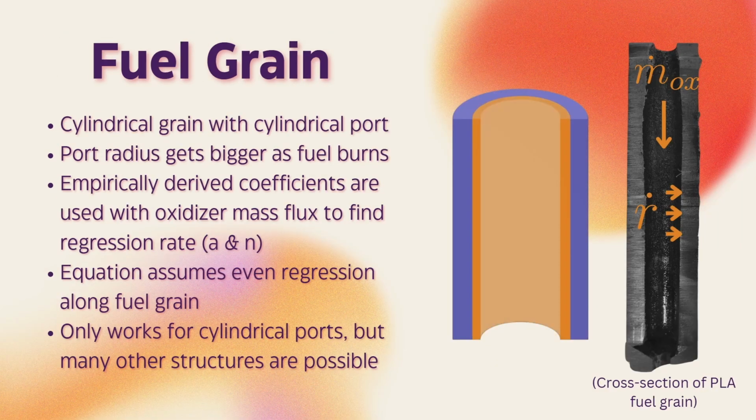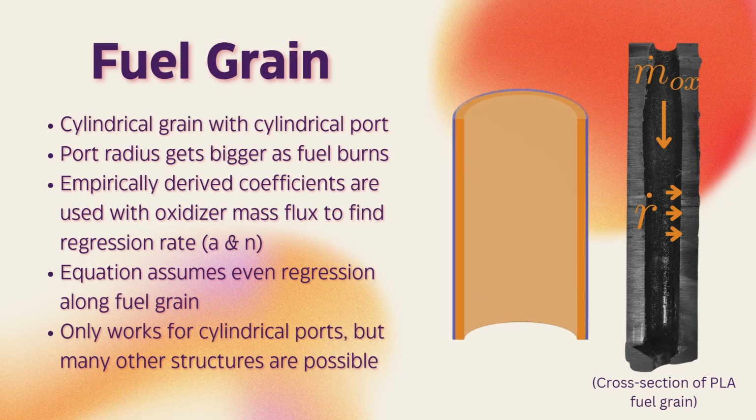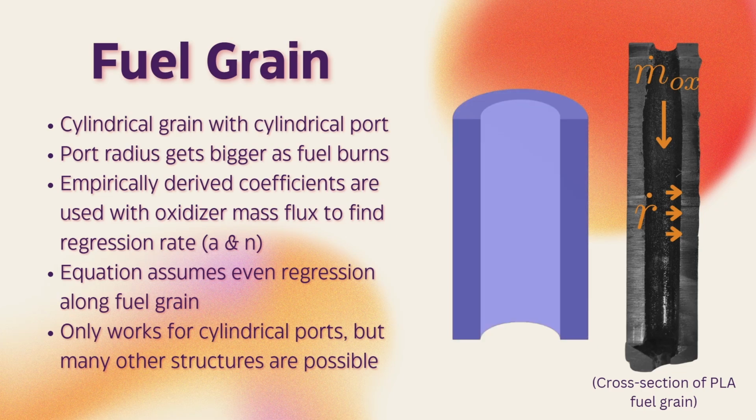Okay, so the next part of the simulation is the fuel grain. Fuel grains in hybrid rockets can take lots of forms, but my program assumes that it's a cylindrical grain with a cylindrical port down the middle. That port is where the oxidizer flows down, and it burns from the inside out, basically.